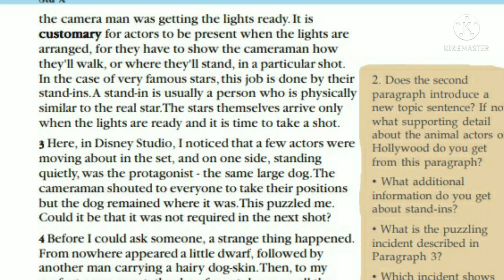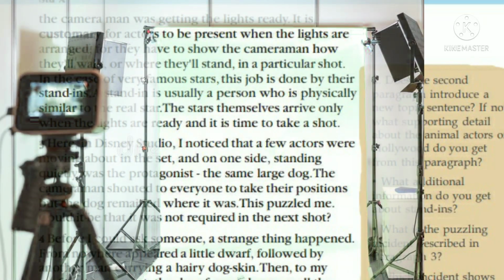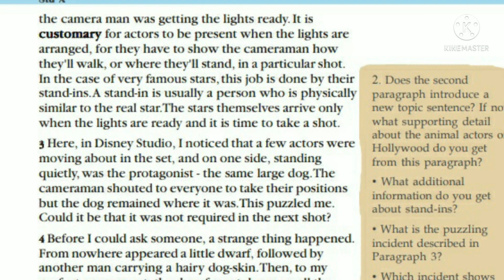The rehearsals are done so that the cameraman gets an idea where the lights had to be set and to which angle the camera has to be moved. The original heroes appear only when it is time for the real take.